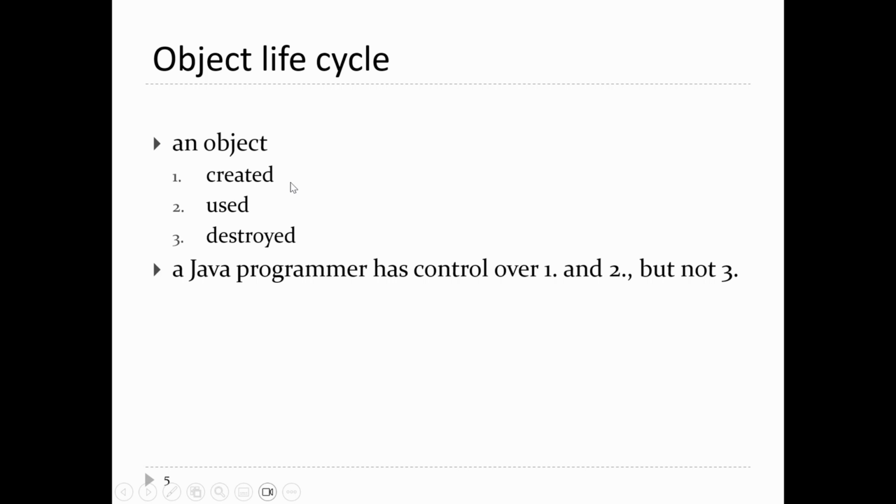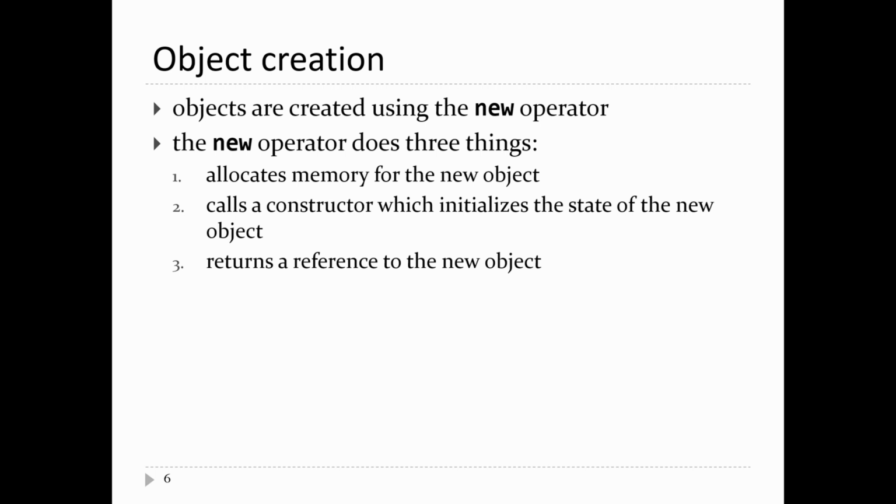So in Java, the programmer is responsible for creating the object. They're responsible for using the object, but destroying the object is left up to the Java virtual machine. Okay, so to make an object, for the purposes of this course, you always need to call new. Someone has to call new. You might not have to call new directly. For example, you might use a method somewhere that returns a new object, but inside the method, there will be a call to new somewhere.